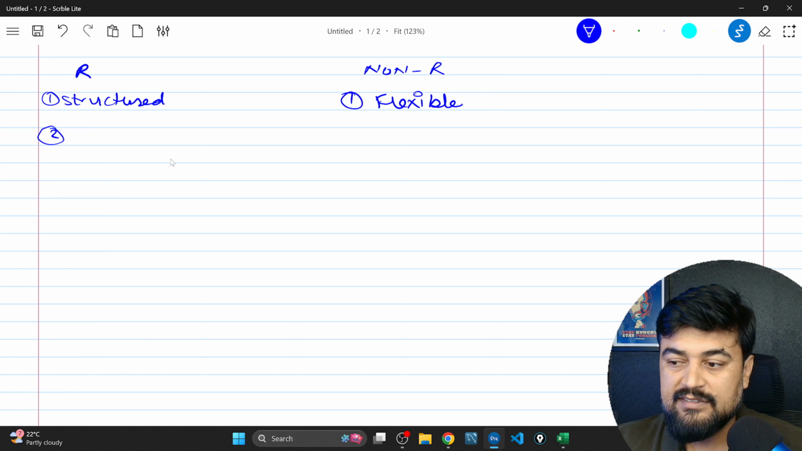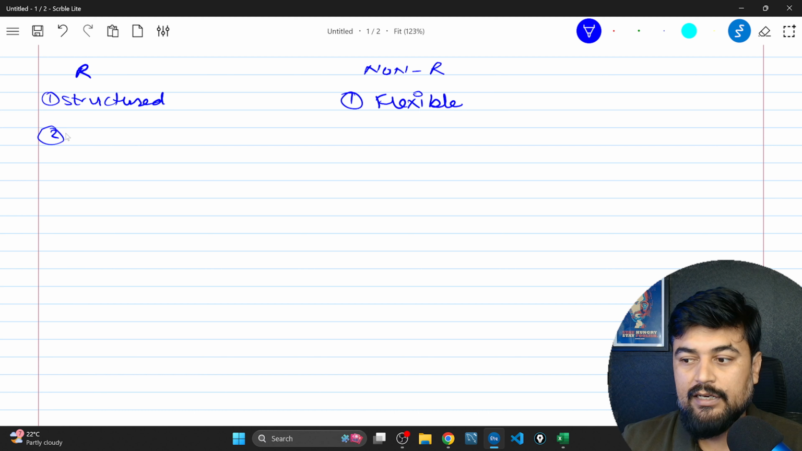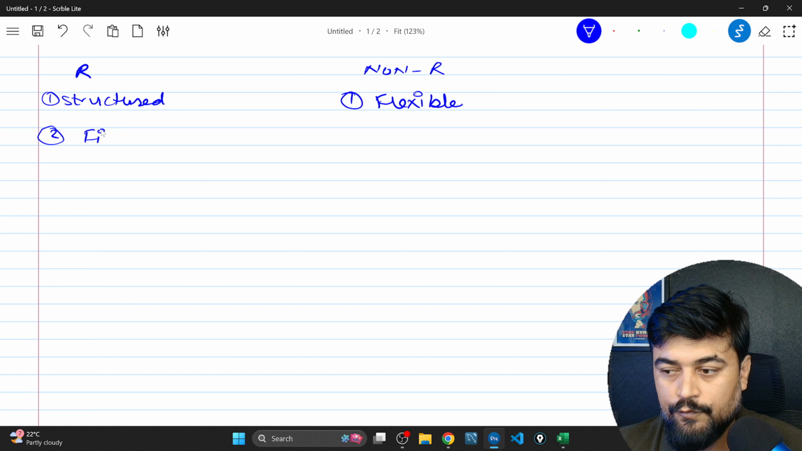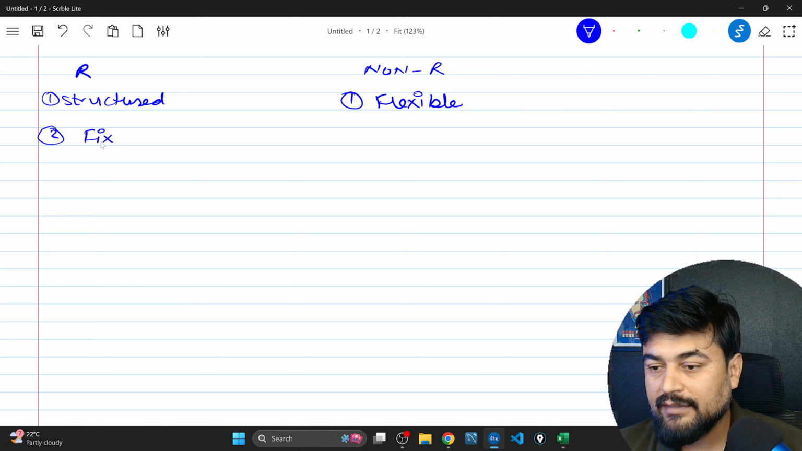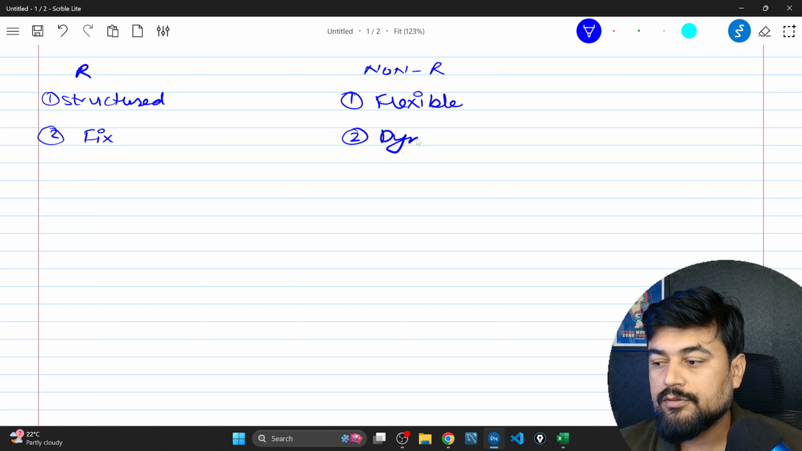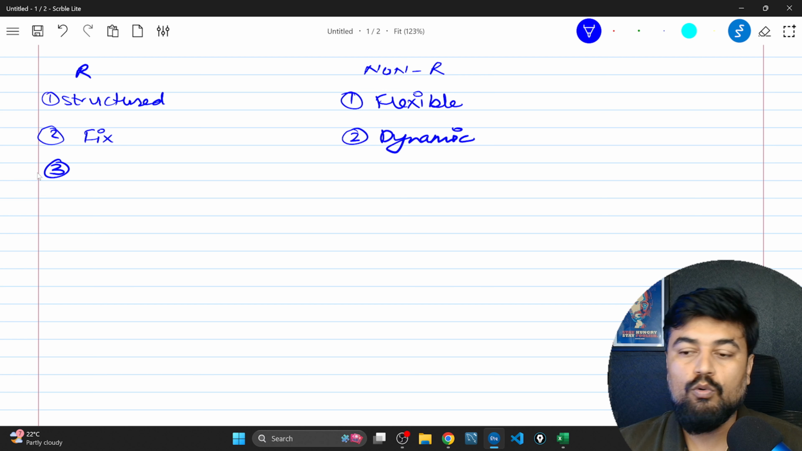Okay. Now schema. What is a schema? Schema is the structure of the table. So that is fixed here. As I showed you in the example, here it's again dynamic in nature. Or you can say it's not fixed or dynamic, anything you want to use, you can do that.